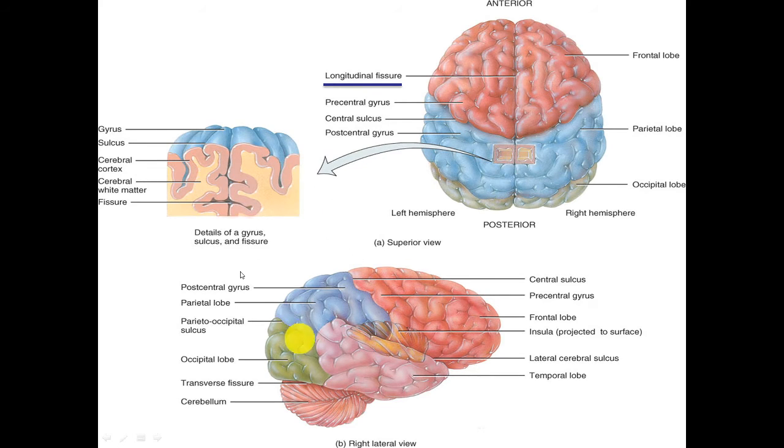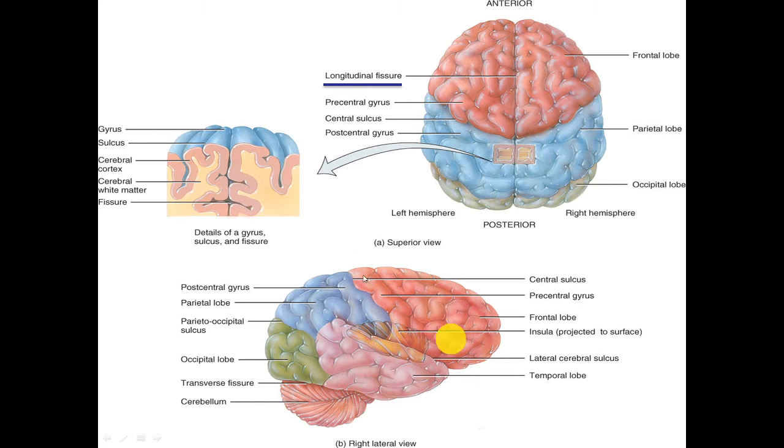So all of these gyri and sulci are considered the cerebral cortex. Cortex is the outer surface of the brain. It's made of gray matter, and it's all of this brainy texture that you think of when you think of a brain. Now, these are separated into lobes. And so you can see that these are kind of color-coded. This is the front of the brain here. This is the back of the brain here.